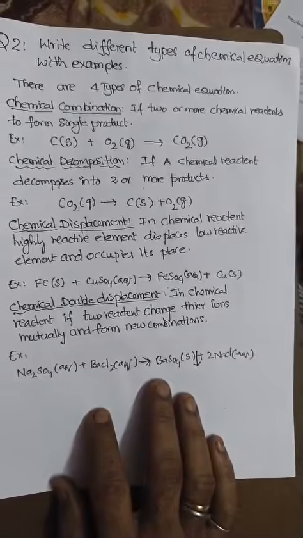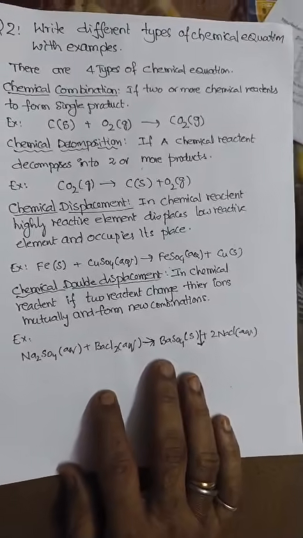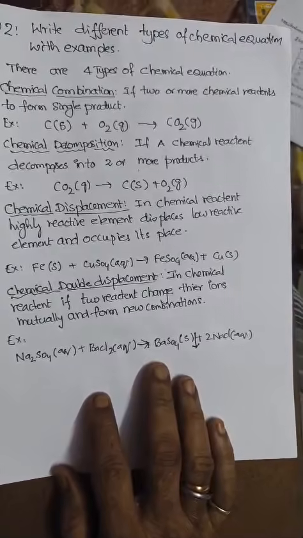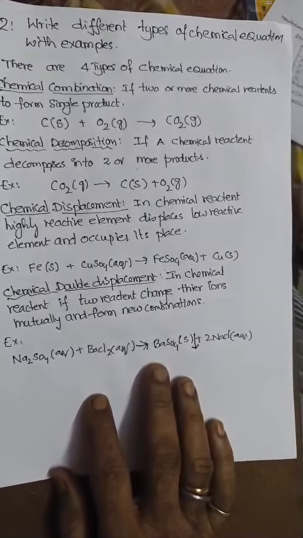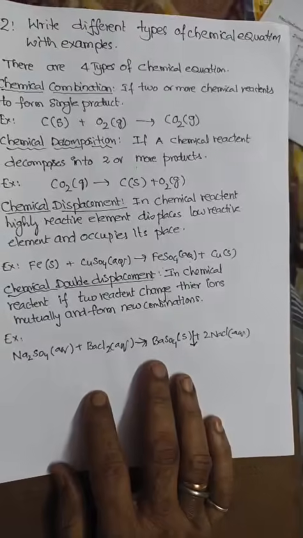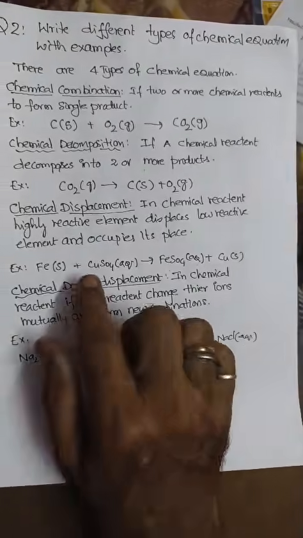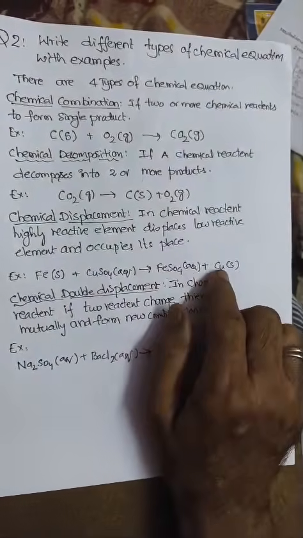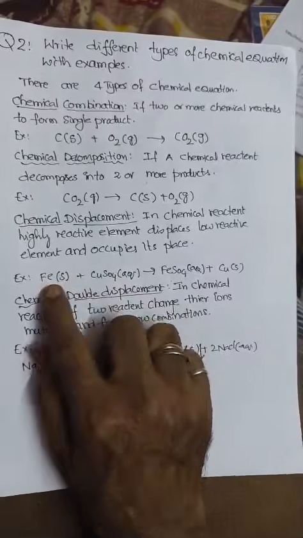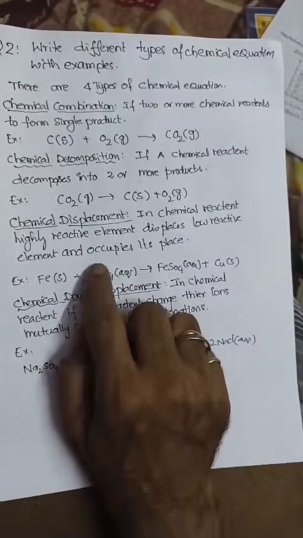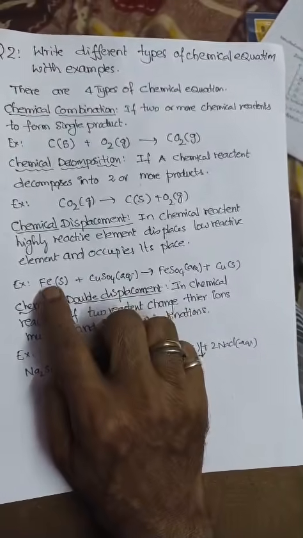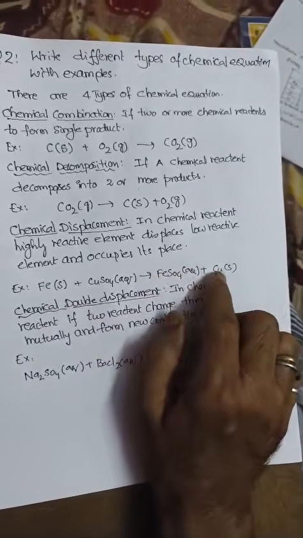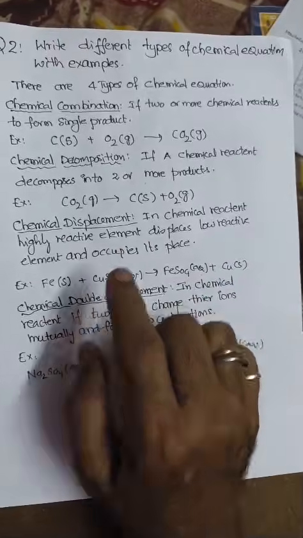Now, the third one is chemical displacement. In a chemical reaction, if a highly reactive element displaces a less reactive element and occupies its place, then it is called chemical displacement. You can see the example here: iron plus copper sulfate gives rise to iron sulfate plus copper. Here, iron is more reactive than copper, hence the copper was displaced by the iron, and the iron will occupy the copper's place and copper will go out. This is called chemical displacement.